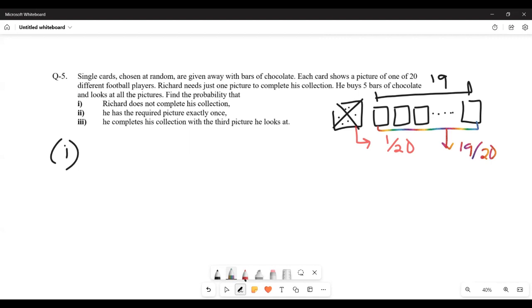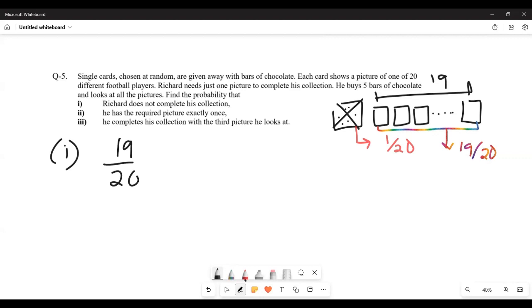So every time he got a card out of those 19 cards. So what's going to be the probability? अगर उसने एक ही चॉकलेट खरीदी होती, लेट्स से, तो फिर क्या प्रोबेबिलिटी थी कि उसके पास वो कार्ड नहीं आया जो उसको चाहिए था? That probability was 19/20, एक चॉकलेट में. So 19/20 would have been the answer अगर उसने एक ही चॉकलेट खरीदी होती.